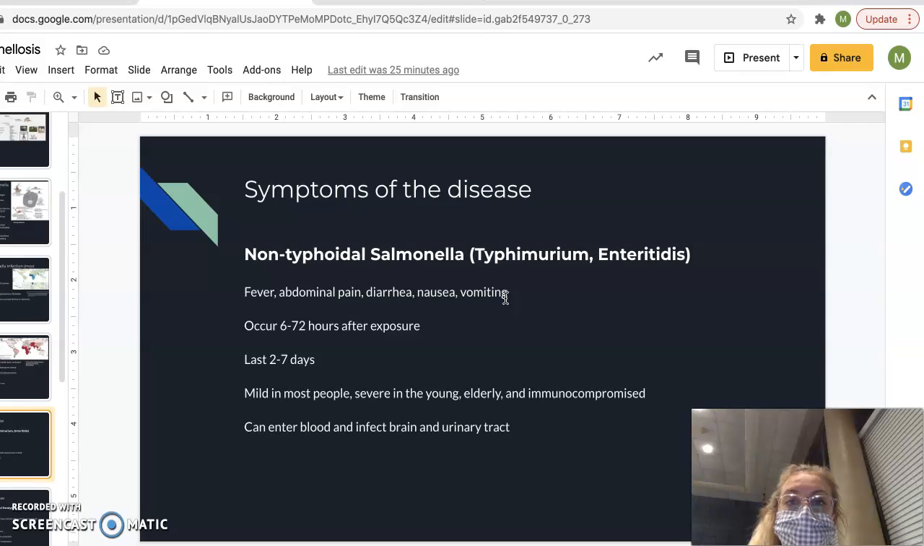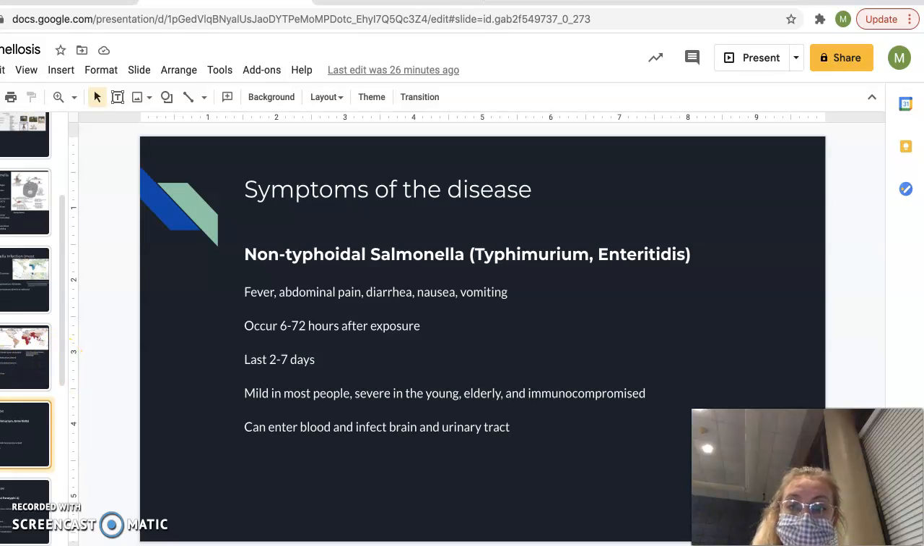Symptoms of the disease, there's non-typhoidal salmonella. So, as I said before, non-typhoidal salmonella, typhimurium, and enteriditis. So that includes fever, abdominal pain, diarrhea, nausea, vomiting, and they occur 6 to 72 hours after exposure, and they last 2 to 7 days. In most people, it's mild, but it can become severe in the young and elderly and immunocompromised. And it can enter the blood and infect brain and urinary tract.